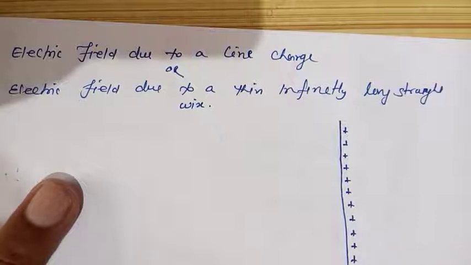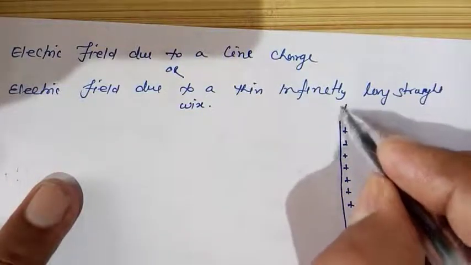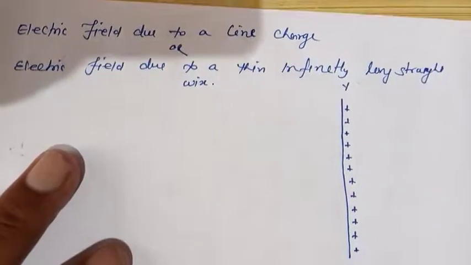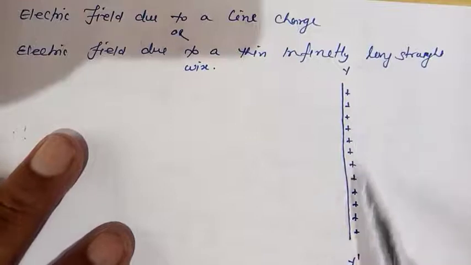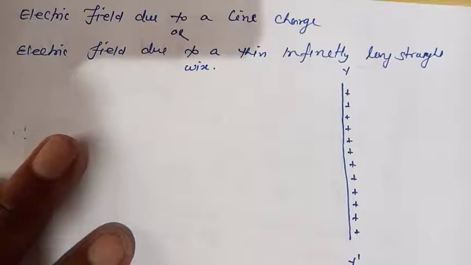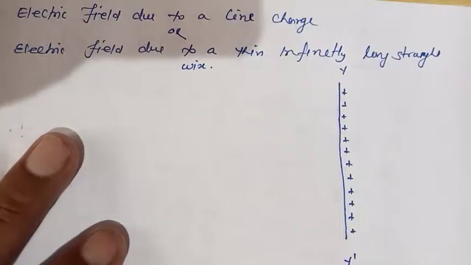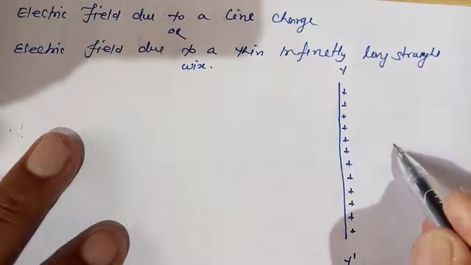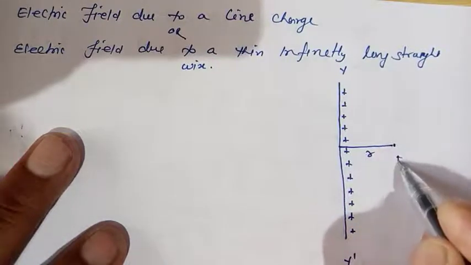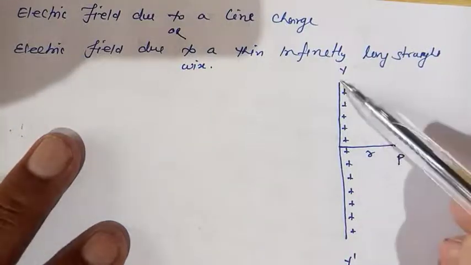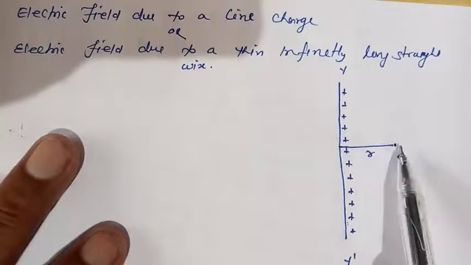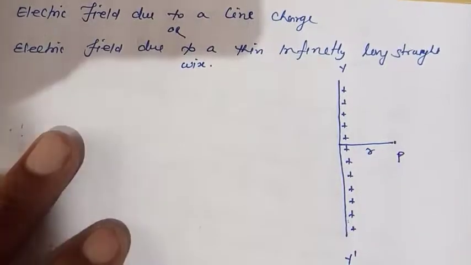This be the infinitely long straight wire like this one, Y dash. So you know the electric field due to this positive charge distribution will be radially outward, and suppose you are interested to find the electric field at point P, which lies at a distance r from the linear charge distribution. You can take this point P here or here, no problem, right?